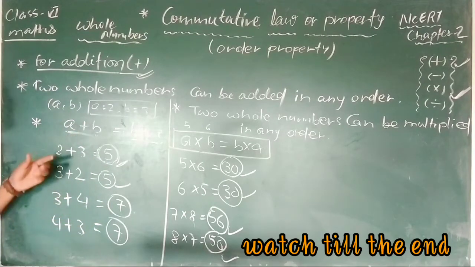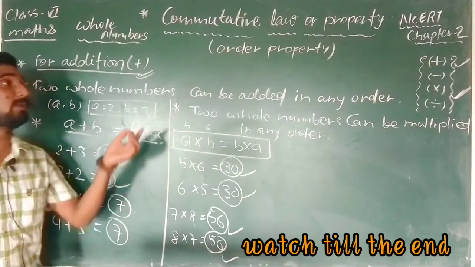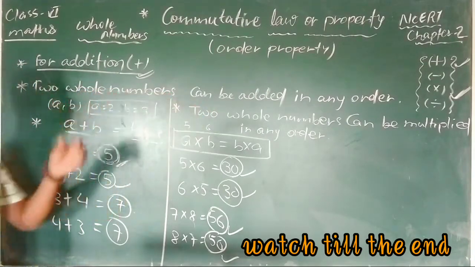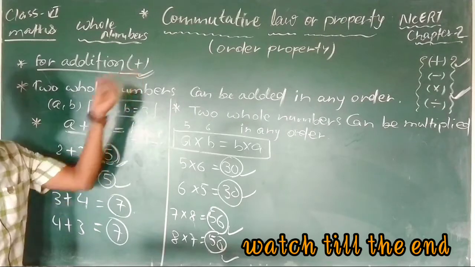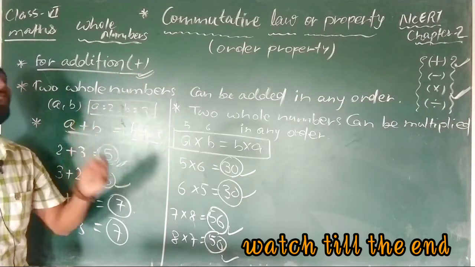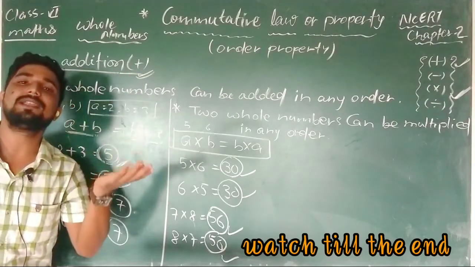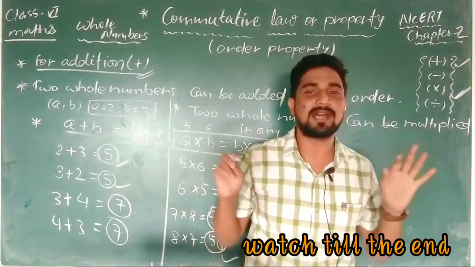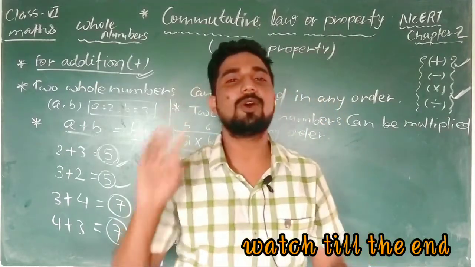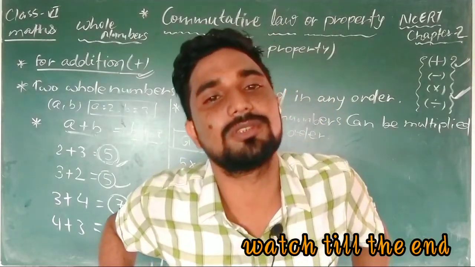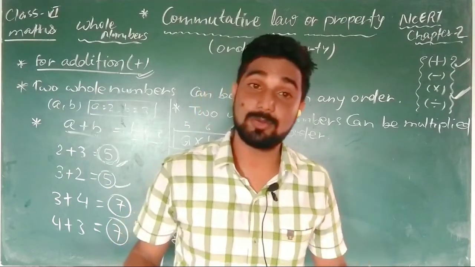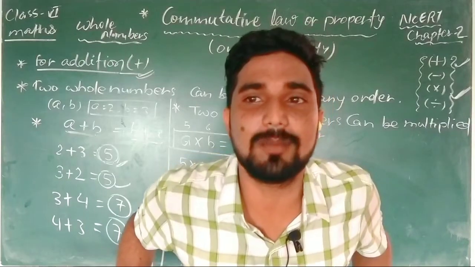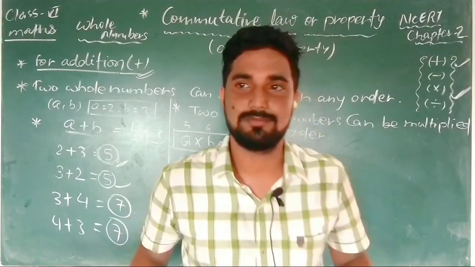So this is for addition. If the commutative property is asked for addition, then you have to say two whole numbers can be added in any order. What is the commutative law for multiplication of whole numbers? Two whole numbers can be multiplied in any order. And if simply the property is asked without an operation, you say if you change the order of two whole numbers, the result remains constant. For addition, you mention that if you change the order of two whole numbers, the result remains constant.